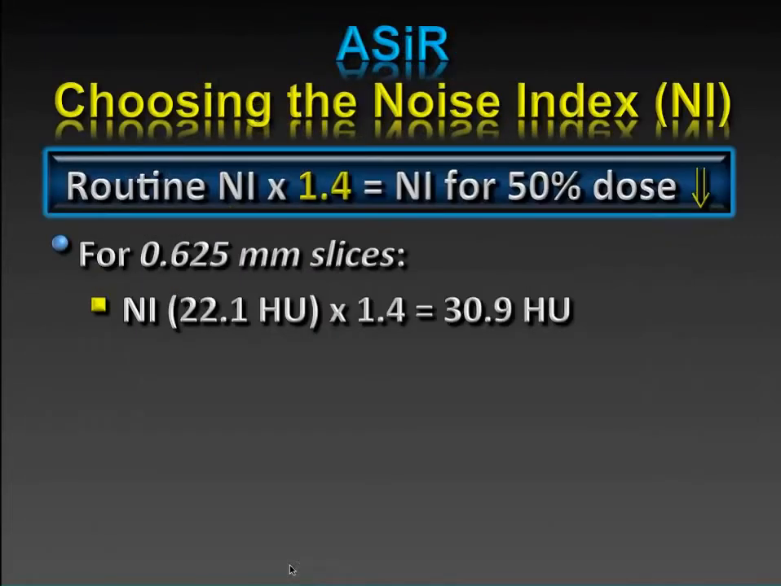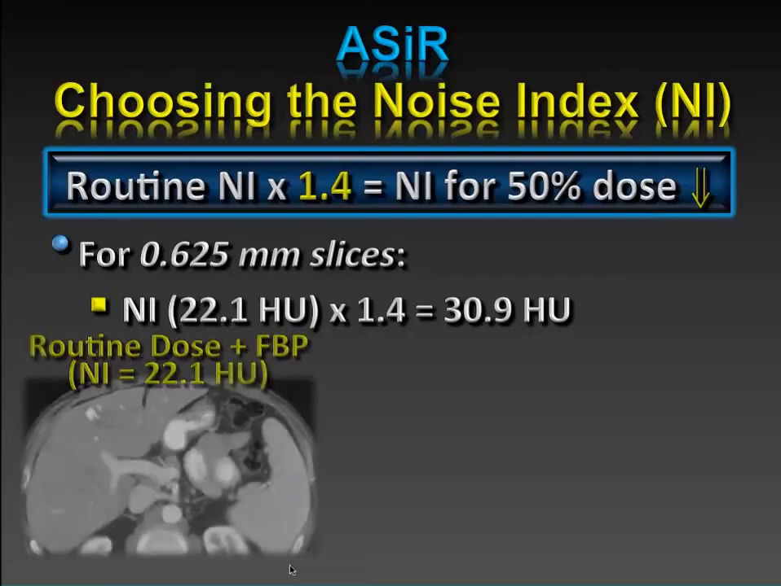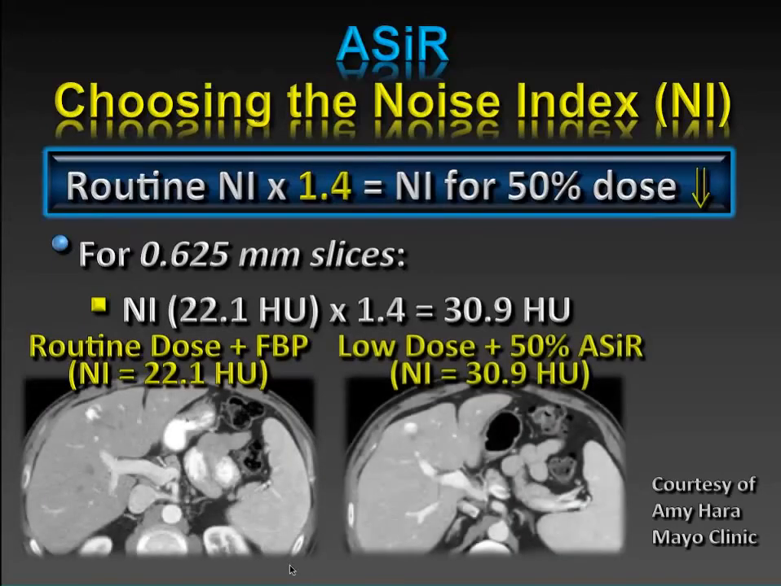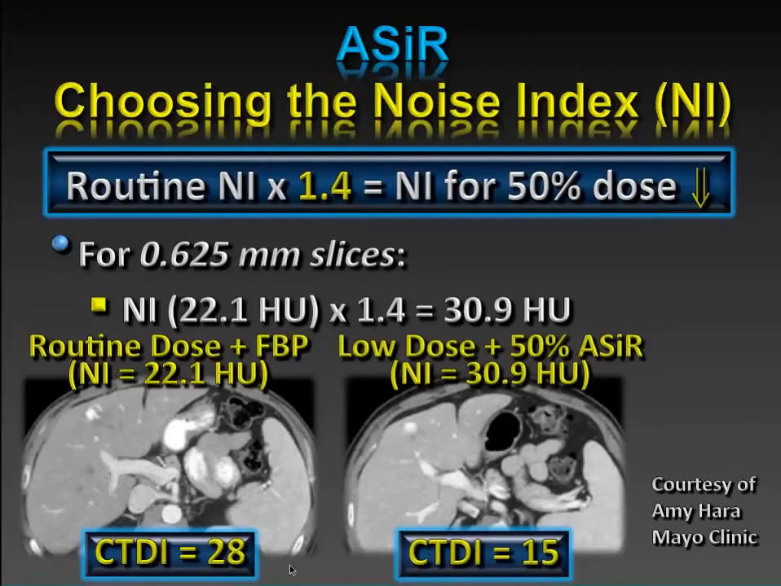Now, if you want to go to a 50% dose, then it's basically you increase your noise index by 1.4. For example, if you're using 0.625 millimeter slices and your noise index is 22.1, then you go to a 30.9 noise index, and that'll give you a 50% dose reduction. Notice the CTDI is 28 and 15, showing about a 50% reduction. But notice that lower image on the right, it looks different than what you're used to, so be careful in doing that.